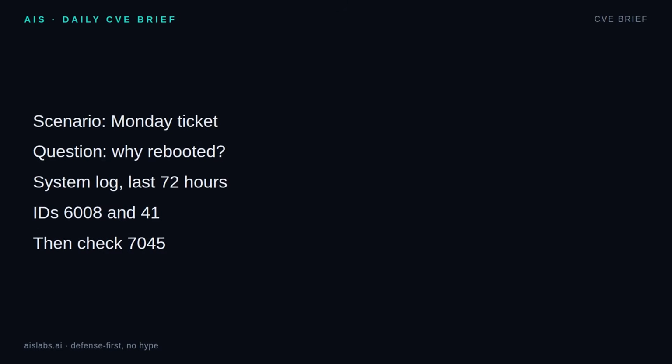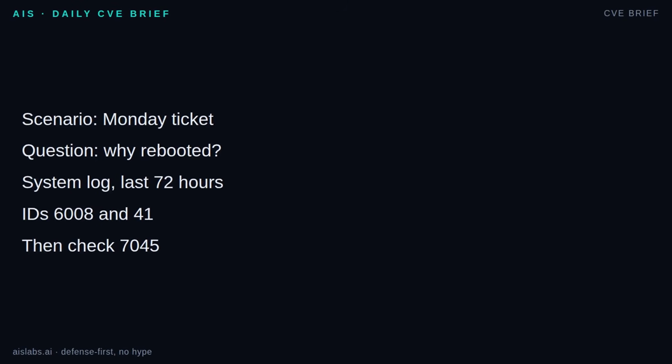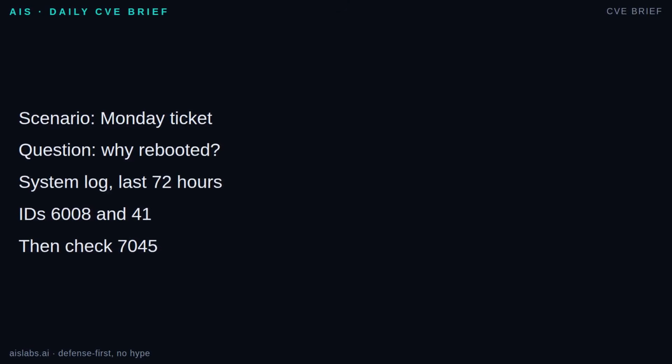Here is a normal help desk escalation. Ticket says users lost access to AppSRV17 around 2:10 Sunday morning. First, establish the window, $start equals (Get-Date).AddDays(-3). Query AppSRV17 with Get-WinEvent, -ComputerName AppSRV17, -FilterHashtable @{LogName='System'; ID=6008,41; StartTime=$start}, -MaxEvents 20.